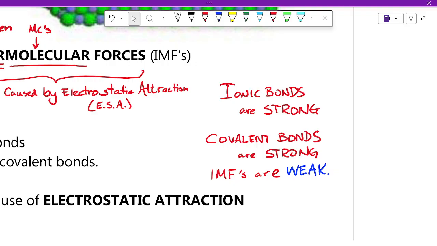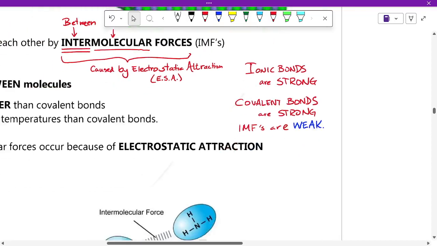Do you remember what happens when water boils? Do the atoms come apart? No. So those covalent bonds don't break when water boils. What's breaking when water boils? The IMFs are breaking, so the forces between the molecules are breaking.